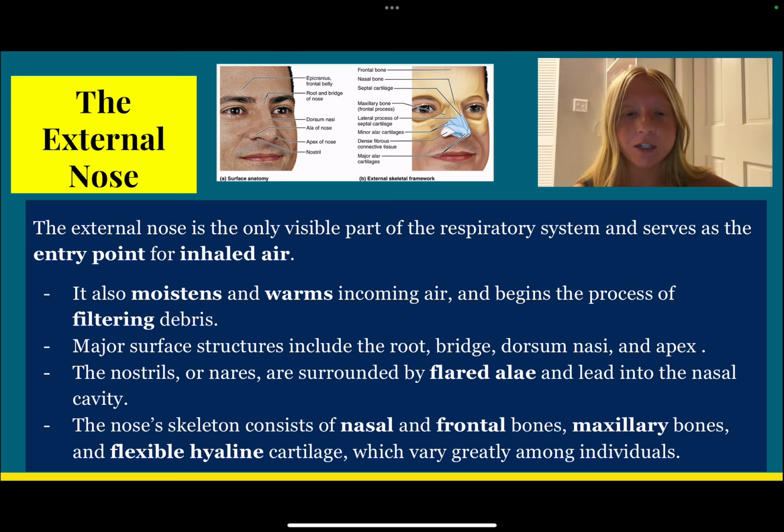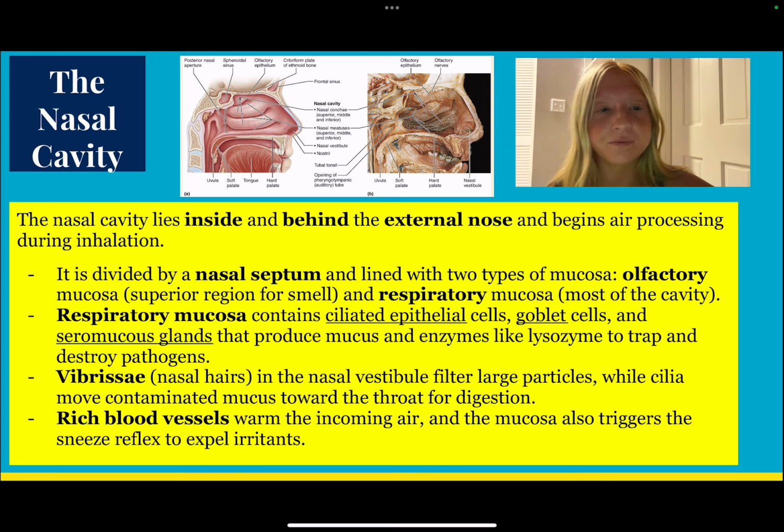The nose's skeleton consists of nasal and frontal bones, maxillary bones, and flexible hyaline cartilage, which vary greatly among individuals. The nasal cavity lies inside and behind the external nose, and it begins air processing during inhalation. It is divided by a nasal septum and lined with two types of mucosa: the olfactory mucosa, which is the region for smell, and the respiratory mucosa, which is most of the cavity.